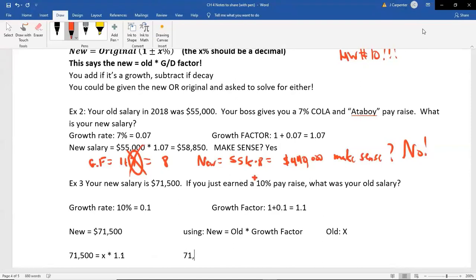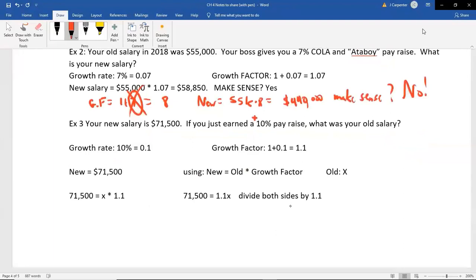Now, 71,500 equals, let's just swap the 1.1 and the X to make it in a more appropriate order. Divide both sides by 1.1. Because this is an algebra equation, we're not just going to multiply the two numbers because they're not on the same side. We have to divide them to solve for X. So we're doing 71,500 divided by 1.1.